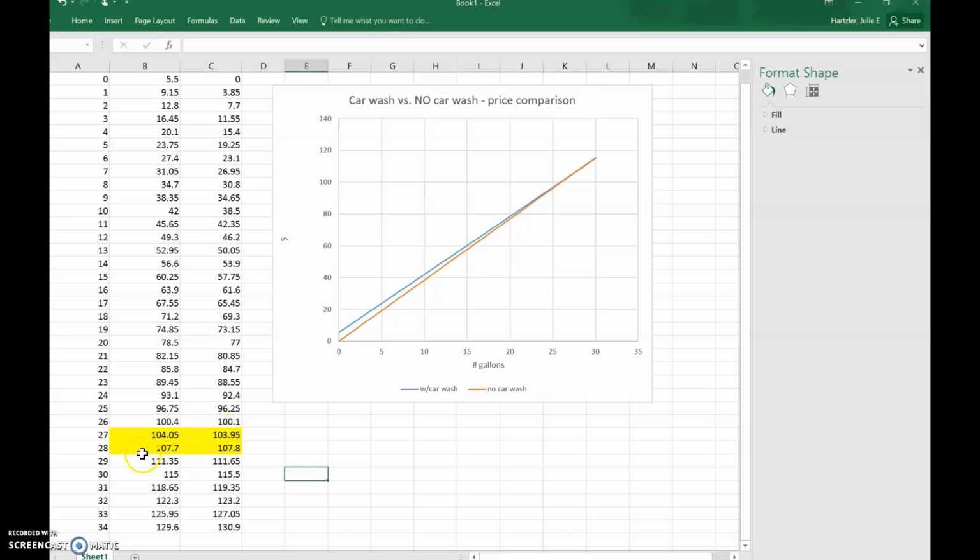But notice how it flip-flops at 28 gallons. This is cheaper and that's more expensive. So that's how I can tell that there's a break-even point in between there, because at 27 gallons, this option's more expensive, this option's cheaper, but as soon as I go to 28 gallons of gas, it flip-flops. This one's cheaper, that's more expensive. So it had to cross somewhere in there.